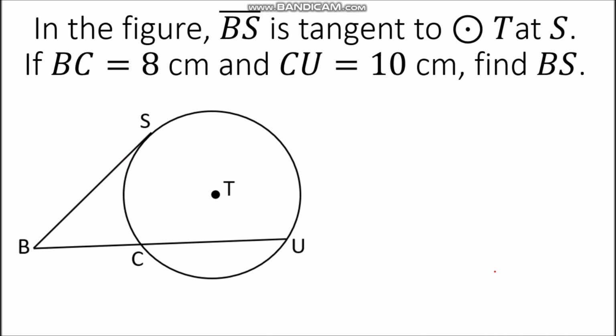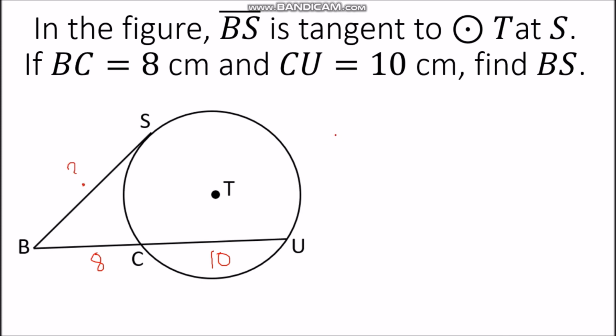So let's say we have here circle T, wherein segment BS is a tangent to circle T at point S. And we also have segment BU, which is a secant segment of the given circle. Now these two segments intersect at an external point, which is point B. Now we know that BC is equal to 8 and CU is equal to 10 centimeters. Now we need to find the measurement of BS.